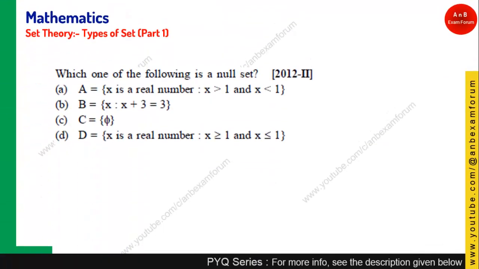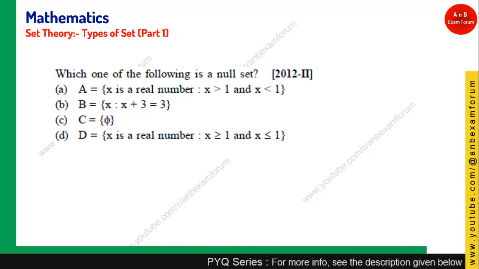Coming to the next question, which of the following is a null set? These are the four options. Students, if you have seen the theory portion, you can easily appreciate this question because there are certain notations in it. We have two types of notations. One is the tabular form, the other one is the roster form, where you build the set.